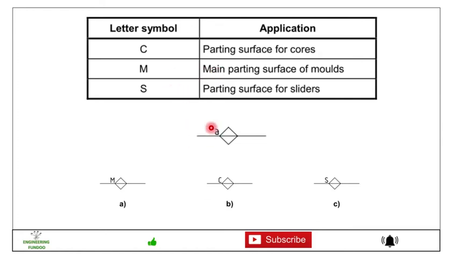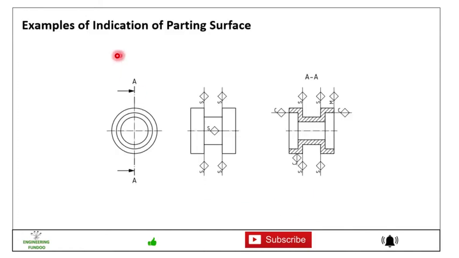Friends, then we have the indication here. You can see the A is for indicating letter symbols. So let's see, the main parting surface of the mold is indicated by M. Then we have C, the parting surface for the core, and similarly S for the parting surface for the slider. Then here is an example of the indication of a parting surface. Here you can see how this is a parting surface, and this is the symbol. Here also you can see this is the parting surface, and these are the symbols. It is used like this.